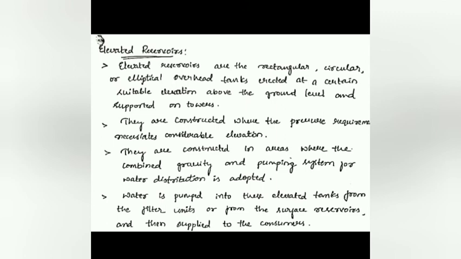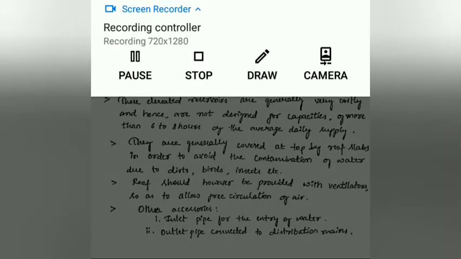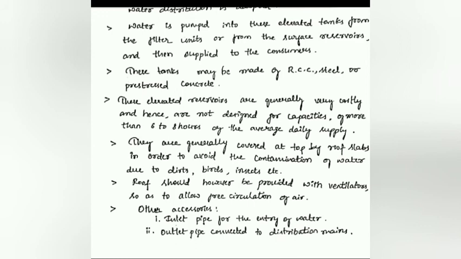Water is pumped into these elevated tanks from the filter units or maybe from the surface reservoirs. Not in all cases are surface reservoirs used. Sometimes it may be coming from treatment plants also. Let us check some more points associated with this. These tanks may be made up of RCC, steel or pre-stressed concrete. In most cases RCC is used.